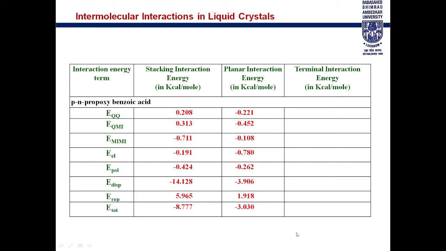Another example is p-n-propoxybenzoic acid. Here we can again see the major energy comes from the dispersion, and the repulsion also has its own contribution, which is reflected in the total energy.